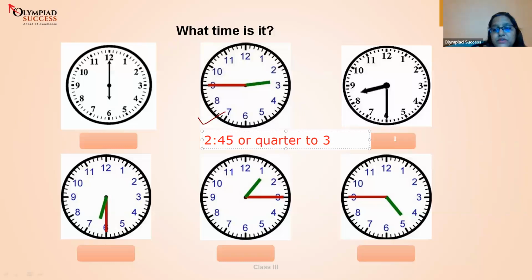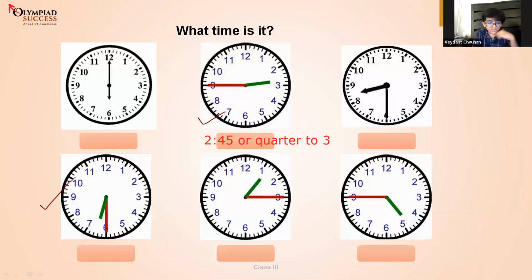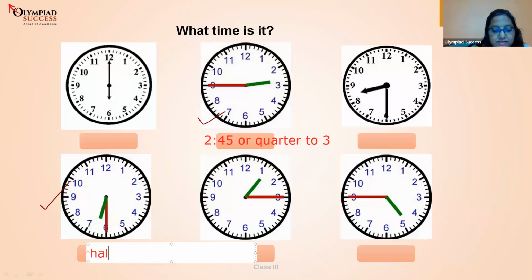Okay. Now just tell me what will be the time for this one, the fourth one. 7:30. It's not 7. It's between 6 and 7. It's not even 7 right now. So 6:30. Yes, it will be 6:30.